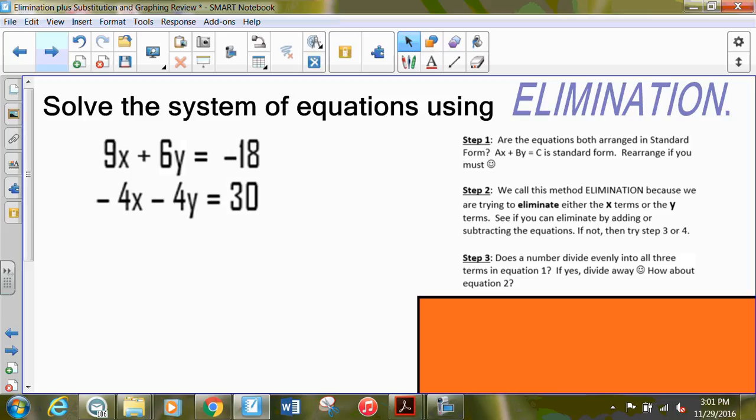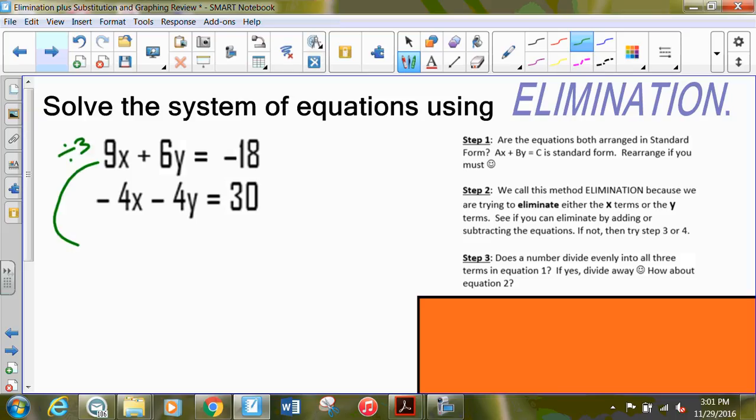When we look at the first equation, let's see what goes into 9, 6, and 18. 3 does, so we'll divide everything by 3. So 9x divided by 3 is 3x, 6y divided by 3 is 2y, and negative 18 divided by 3 is negative 6. Once again, the green equation I just wrote and the original equation, 9x plus 6y equals negative 18, are the same. It might look different, but if I were to graph these two equations, it would be the same line.